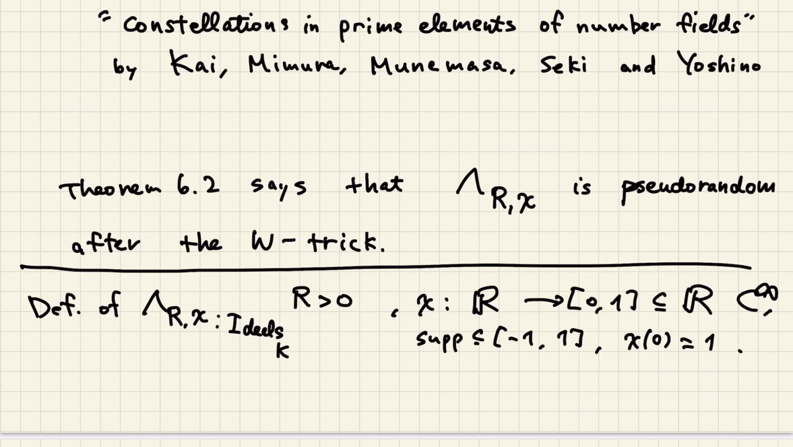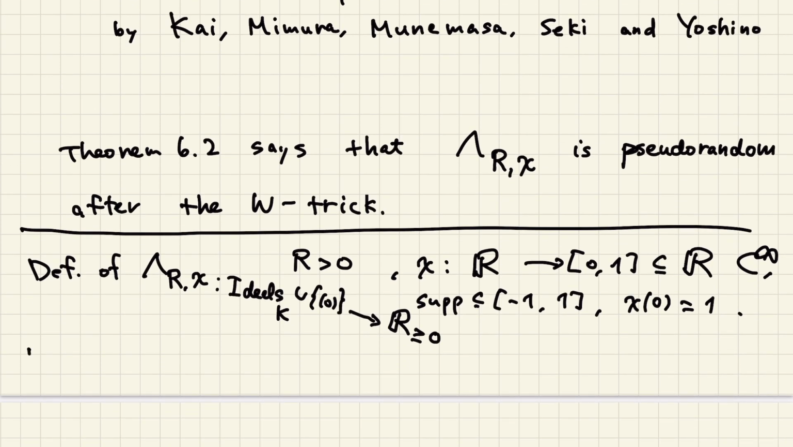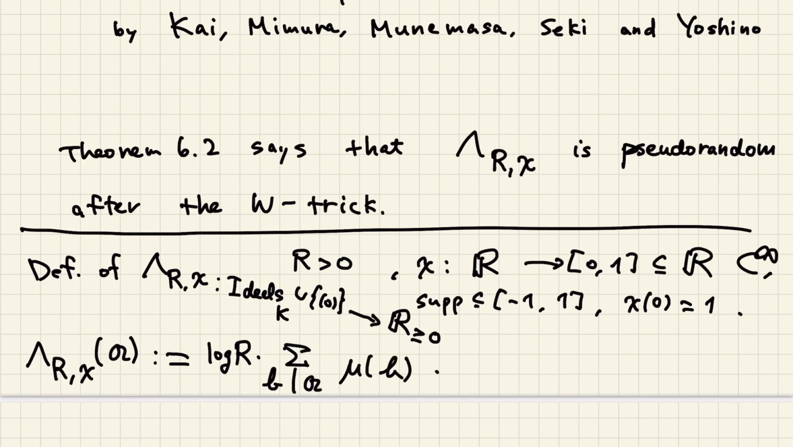This is my symbol to denote non-zero ideals. Let's allow zero ideals too, and the value is a non-negative real number. The definition is, if you give an ideal here, its value is log r times the sum over ideals b dividing your a, of the Möbius function and the function chi evaluated at the norm of your ideal b divided by log r.